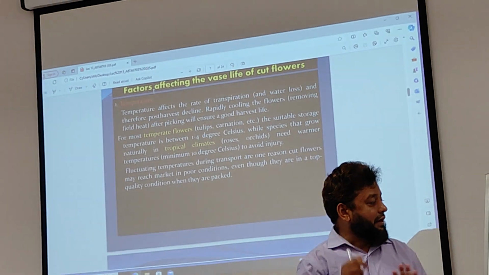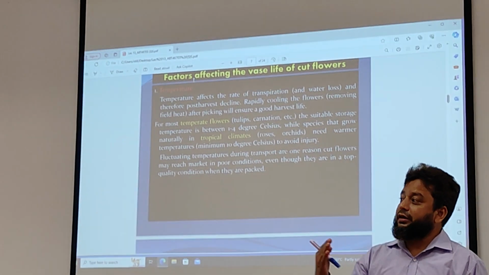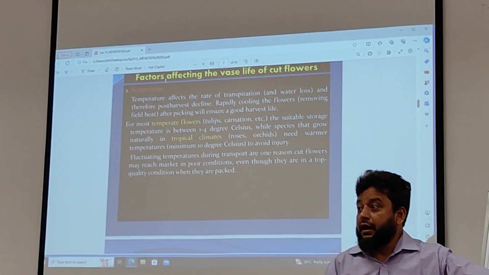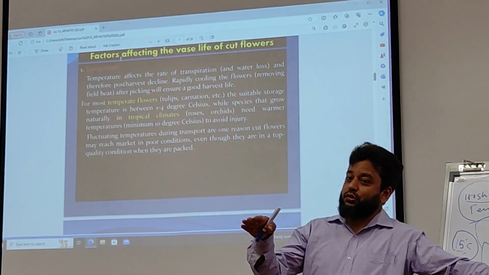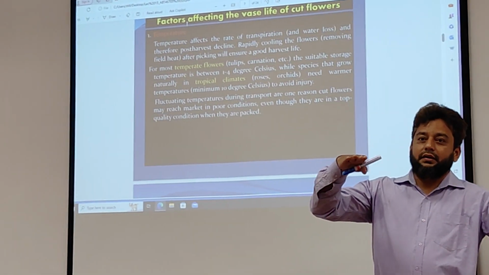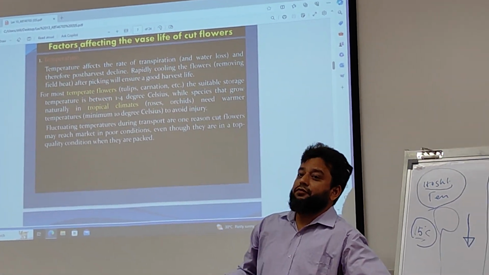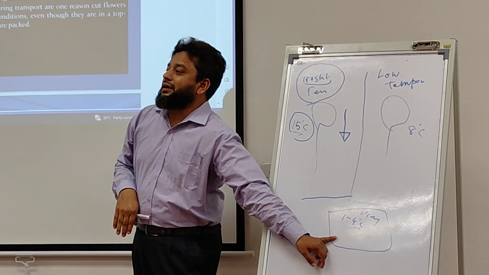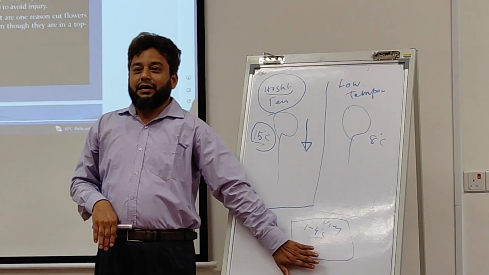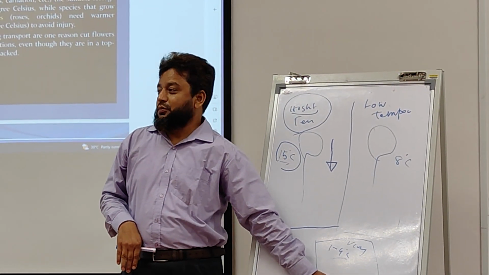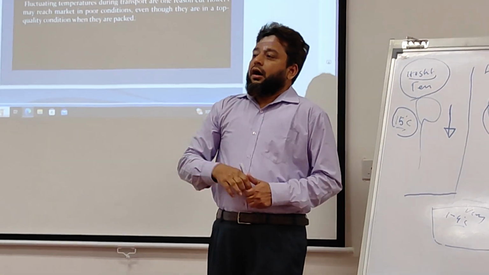Now I go back here. In my opinion, the storage life will be high in the case of 8 degrees. Why? Because roses actually grow in higher temperature. This one is very cold, so if we bring the rose here, there will be chilling injury, and storage life will be low here too. So the storage life of the rose will be high in this case, because the rose is tropical.